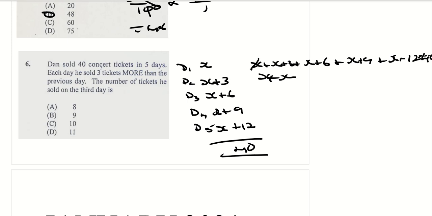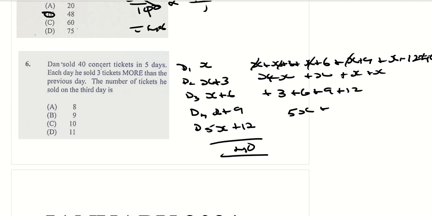That would be X plus X plus X plus X plus X. Anytime you're writing over something, always cross it out so you know that you have used this, right? Plus 3 plus 6 plus 9 plus 12, so that would be 5x plus 3 and 6 is 9, 9 and 9 is 18, 18 and 12 is 30, so that would be 40, right? When you carry across this, 5x is equal to 10. 40 minus 30 is 10. So x would be 10 divided by 5, which is 2.